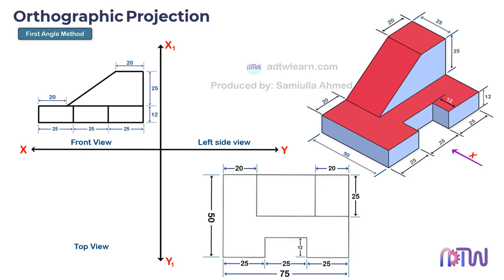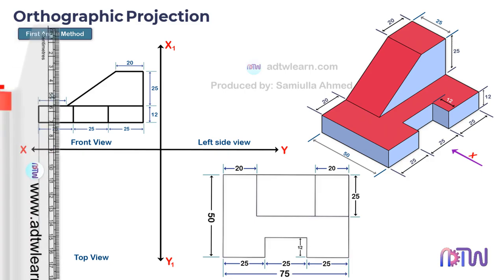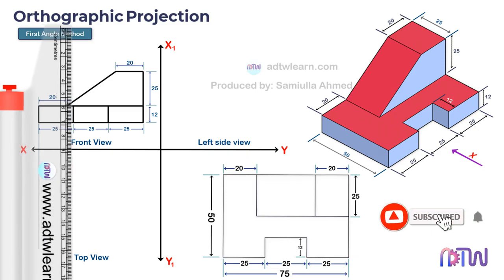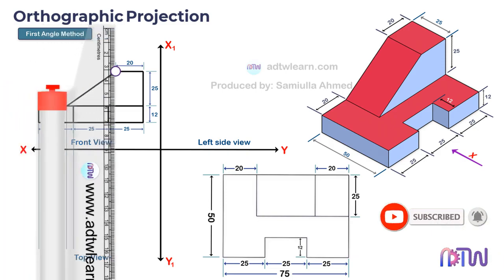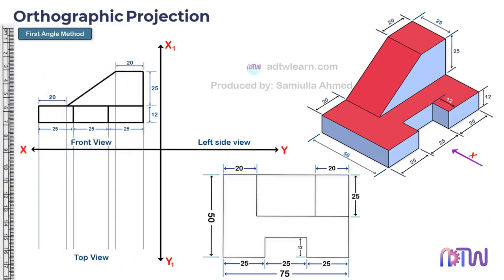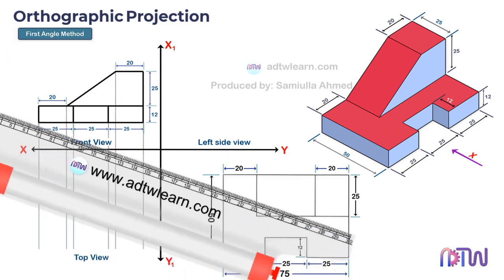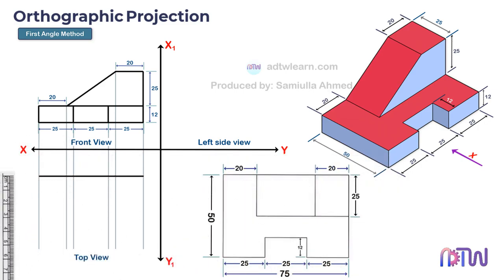We will draw the projection lines from the front view. Take a ruler and draw the projection lines as shown. After this, we can use these reference lines to draw the top view. Take a ruler and draw a horizontal line. Next, draw a vertical line of 50 millimeters in length.